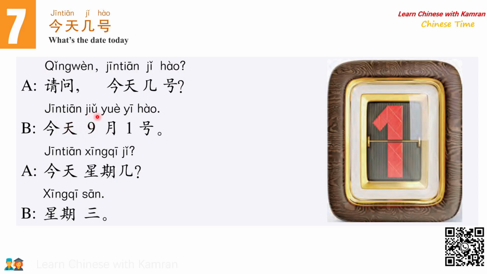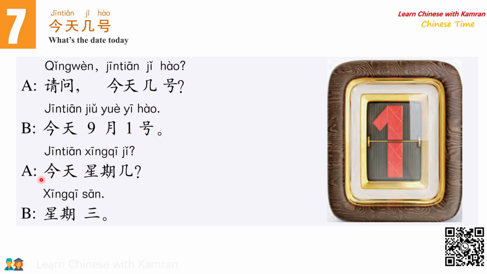So it is 今天9月1号. 号 is how we show the date, and the first day is 1号. The second day is 2号. The third day is 3号. Just follow the number, speak it in Chinese and add 号. This is how we represent dates in Chinese language.